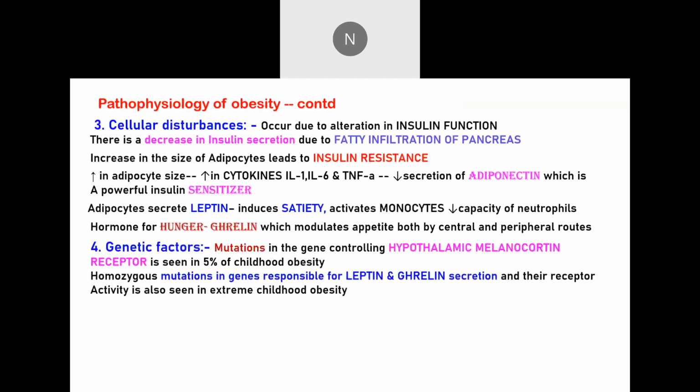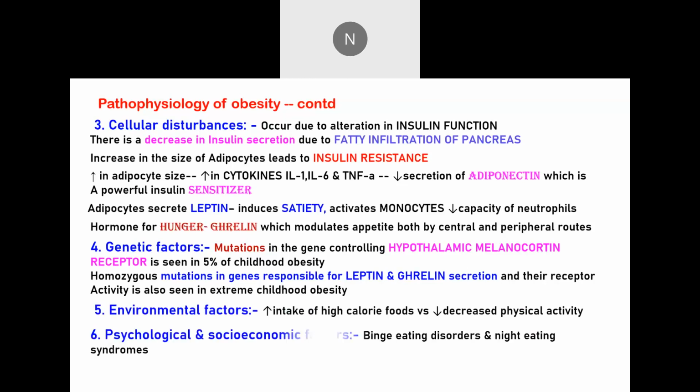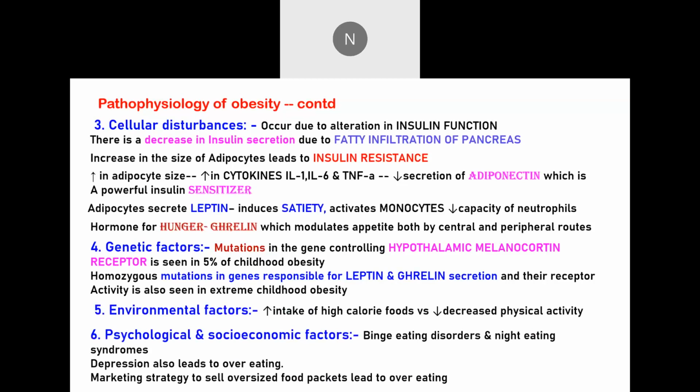And of course, genetic problems: mutations in the hypothalamic melanocortin receptor is the main reason for childhood obesity, and also mutations in the genes of leptin and ghrelin. Environmental factors are high calorie intake and decreased physical activity, and psychosocial factors are binge eating disorders and night eating. Depression also leads to overeating.